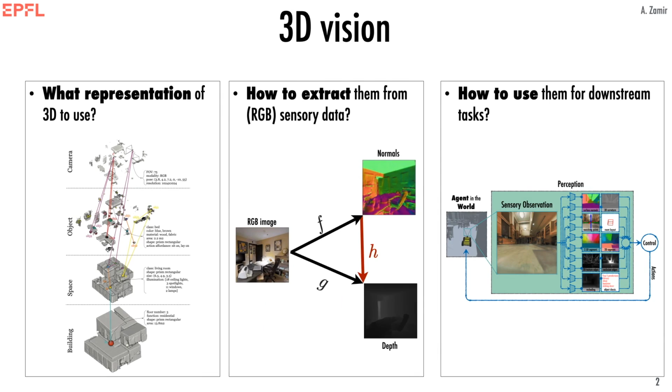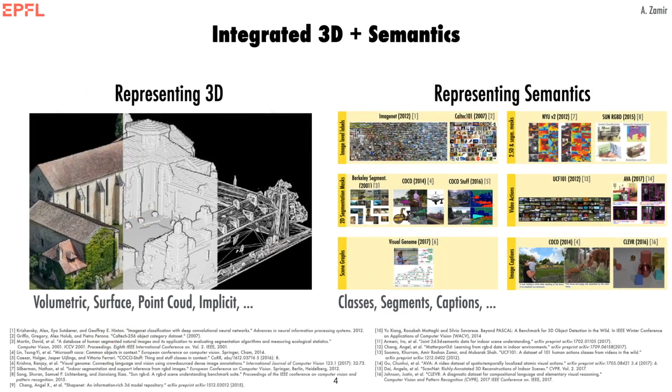Today in the talk, I would like to talk about 3D representations, especially graph-based representations that enable integrating 3D and semantics, how to extract such information from images, and how to use the extracted information for downstream goals like for robots. So first, about representations.